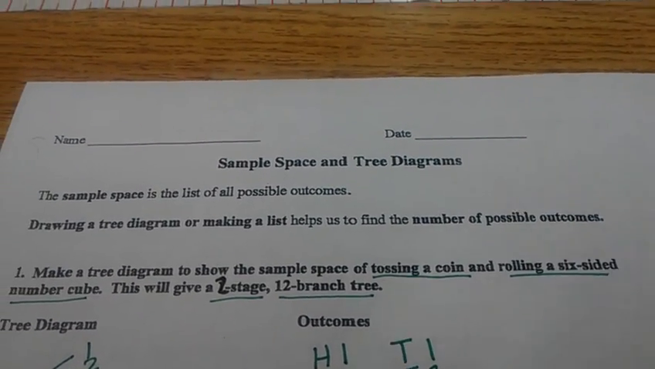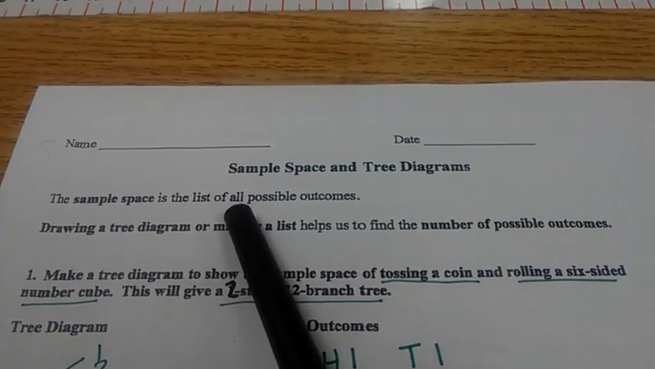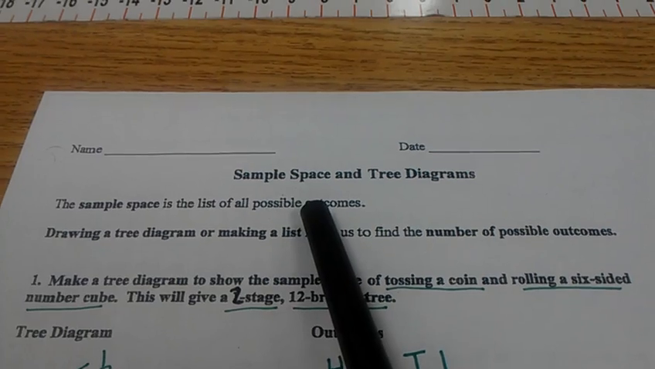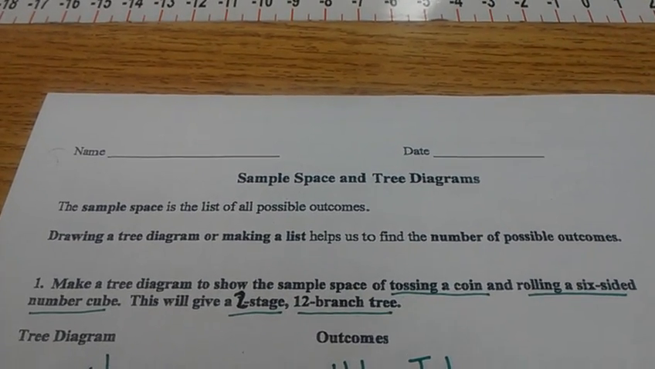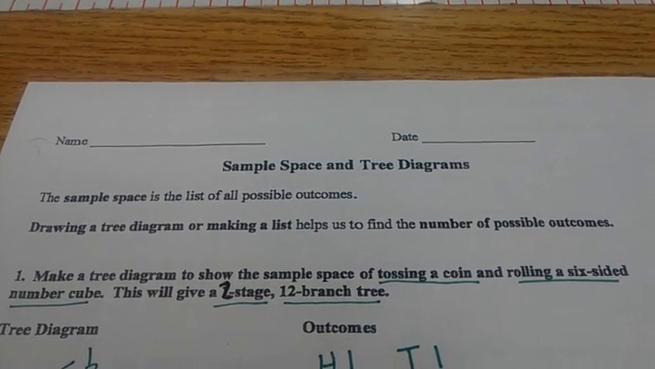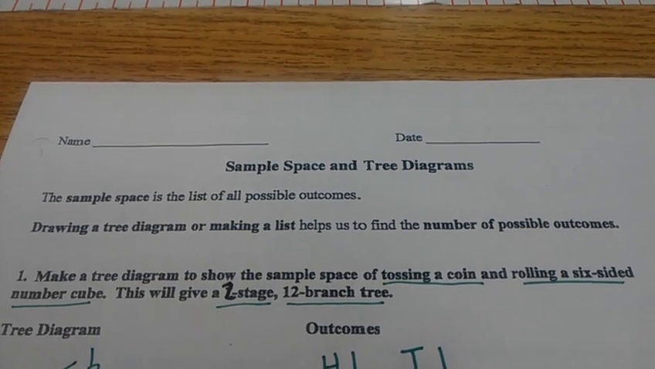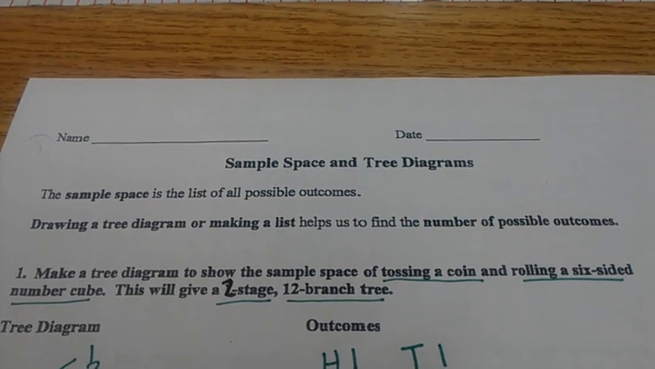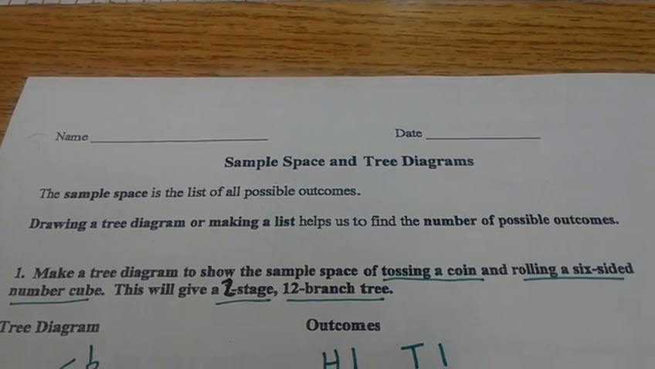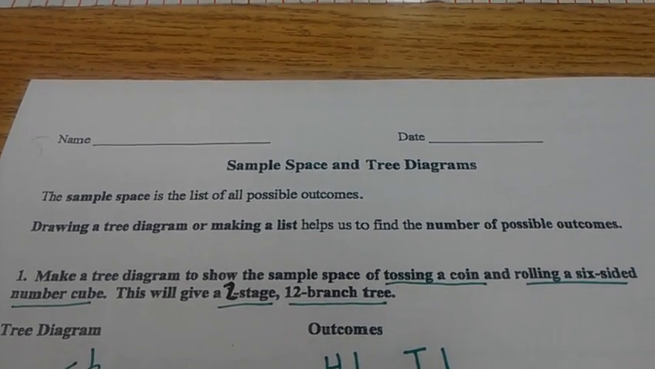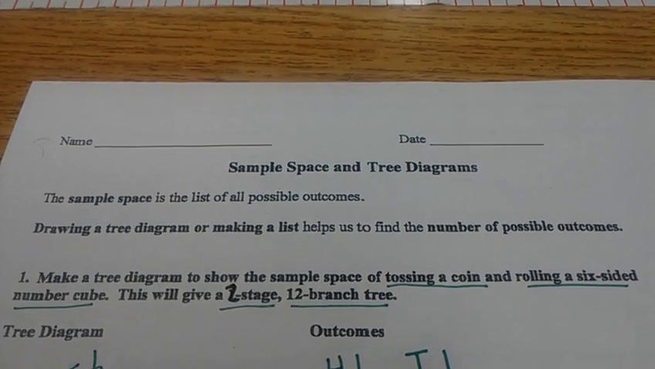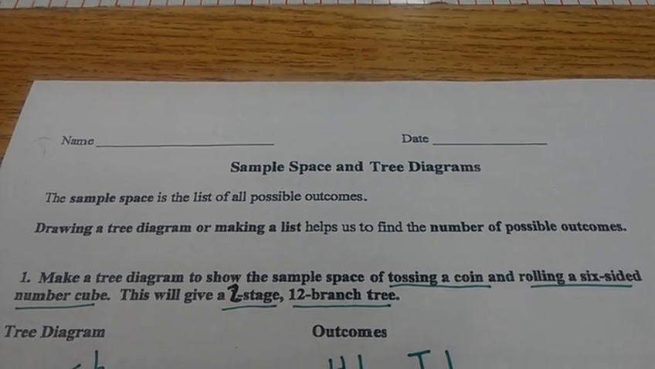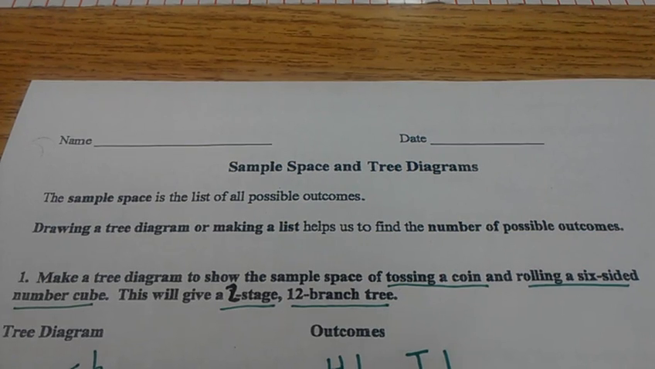Sample space. A sample space is basically a list of all possible outcomes. So we've talked about probability yesterday, and we know, like, if you flip a coin, you can get heads or tails. That is your sample space. It's the list of all the things that could happen. If you're rolling a die, you've got numbers 1, 2, 3, 4, 5, and 6. That is your sample space. It's a list of all the things you could get.